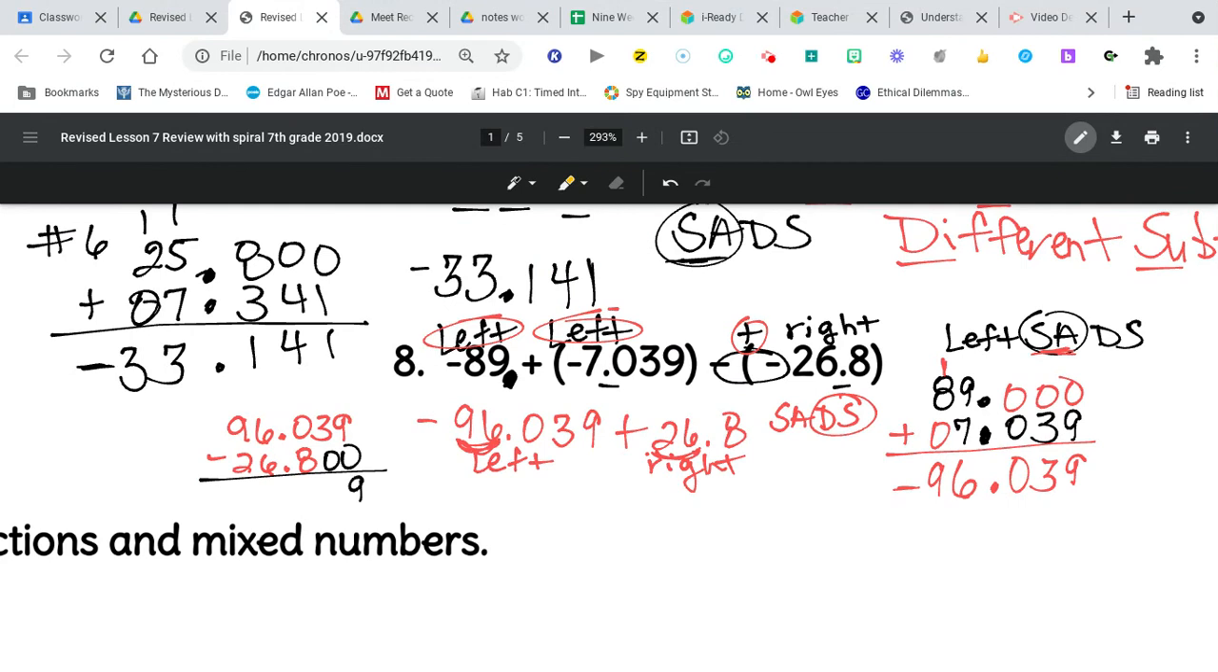9 minus 0 is 9. 3 minus 0 is 3. I can't start off with nothing and take away 8, so I regroup. Can't start off with 5 and take away 6, so I regroup. 15 minus 6 is 9. And 8 minus 2 is 6. And it's more to the left than it is to the right. And that's my answer.